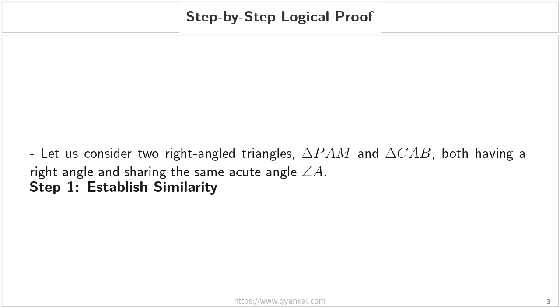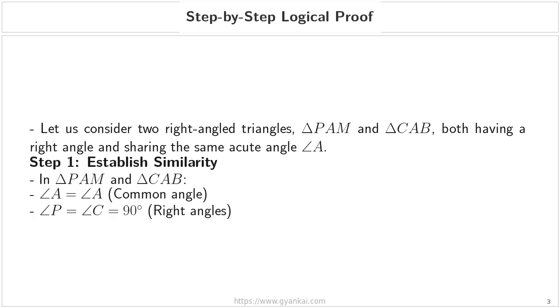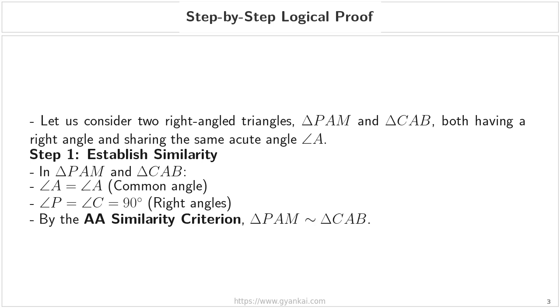Now, let's move into step 1, where our goal is to establish similarity between these two triangles. To do this, we look at the specific angles they share. First, notice that angle A is common to both triangles. It is the same angle in both triangle PAM and triangle CAB. Second, we know that angle P and angle C are both equal to 90 degrees, as they are our right angles. Because we have identified two pairs of equal angles, we can apply the AA, or angle-angle, similarity criterion. This allows us to mathematically conclude that triangle PAM is similar to triangle CAB. This similarity is the crucial foundation we need for the next step, where we will show how this leads to constant ratios.